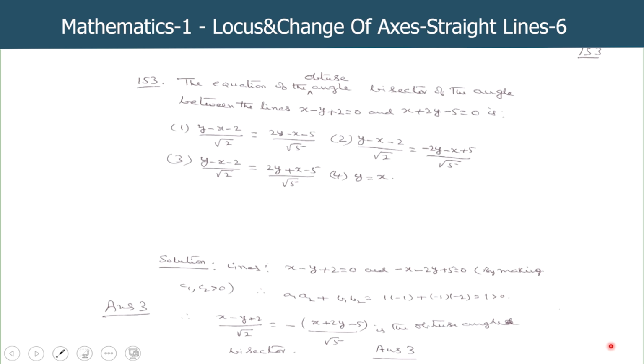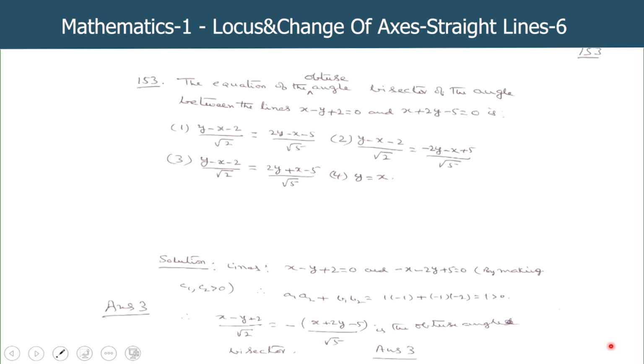Then if a1a2 plus b1b2 is negative, the bisector with plus sign will give you the acute angle. If positive, the bisector with the minus sign will give you the acute one. I think it is discussed in the intermediate textbook. But what books? The question bank for EAPCET, written and published by Telugu Academy. In that it was given. So you go through that one.